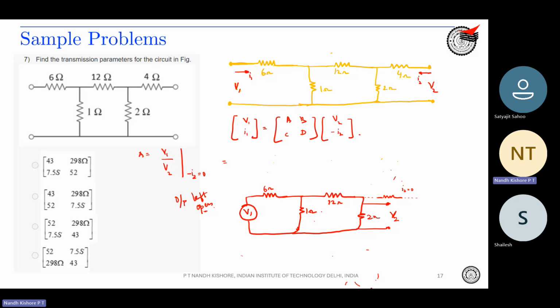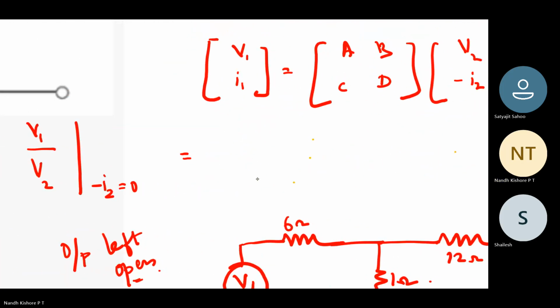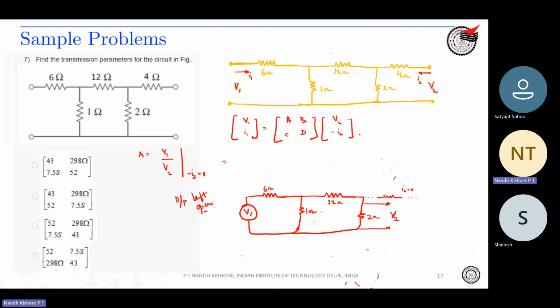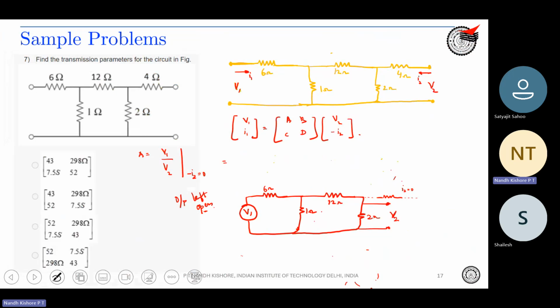Is this fine till this point? Yes, sir. But unfortunately, we don't know what V1 is, so we cannot directly assign or solve it using numerical values. Instead, you can solve either by using KCL, nodal analysis, or mesh analysis.